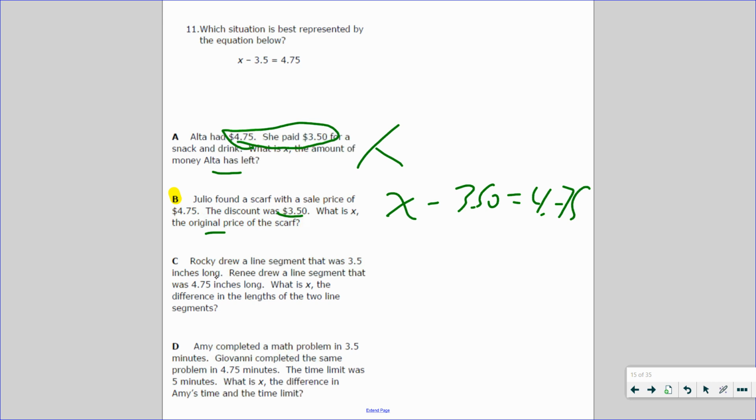Why does C not make sense? Rocky drew a line segment that was 3 and 5/10 inches long. Renee drew a line segment that's 4 and 7/10. What is the difference of the two? You subtract these two numbers. That does not show that. Amy completed a math problem in 3 and 5/10 minutes. Giovanni completed the same problem in 4 and 7/10 minutes. The time limit was 5 minutes. What is the difference of Amy and the time limit? First of all, they didn't use the correct numbers.